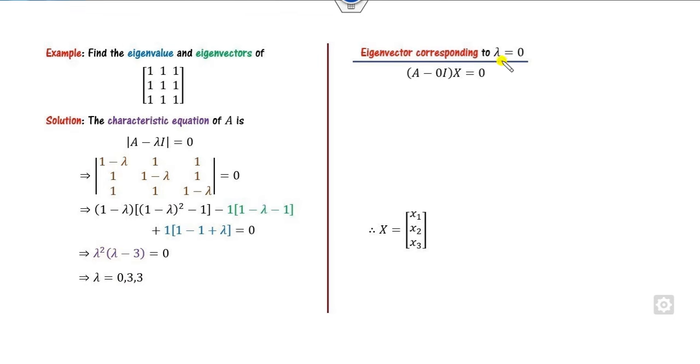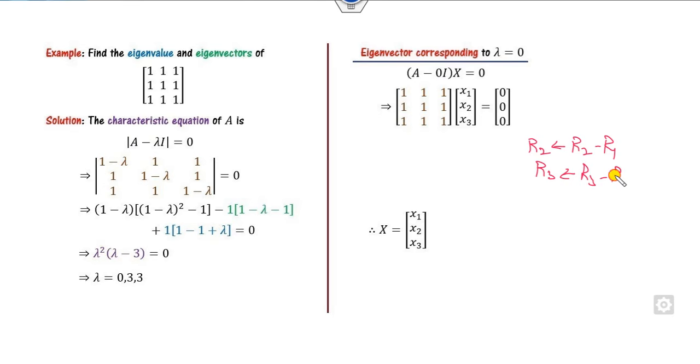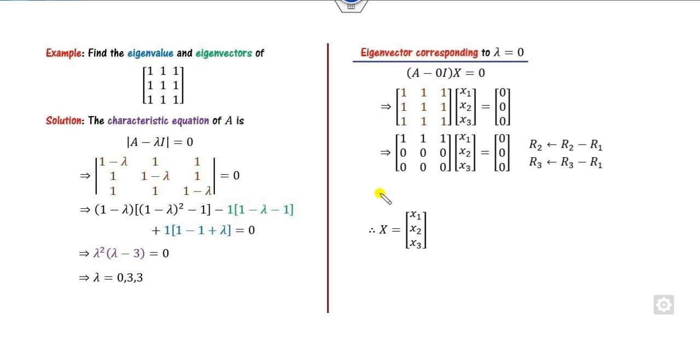We can start with lambda equal to 0. We can substitute the value of lambda 0 here. We will get this. Then you can simply write R2 minus R1 and R3 as R3 minus R1. So what is the answer of this? x1 plus x2 plus x3 is 0. So I can substitute the value of x1 here: minus x2 minus x3, x2 and x3 are here.